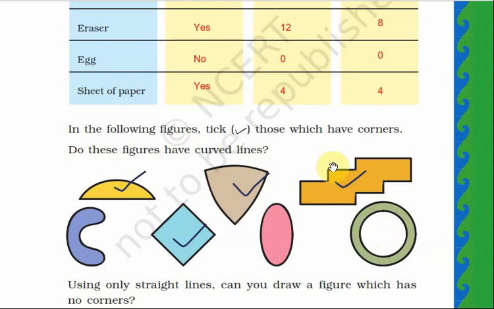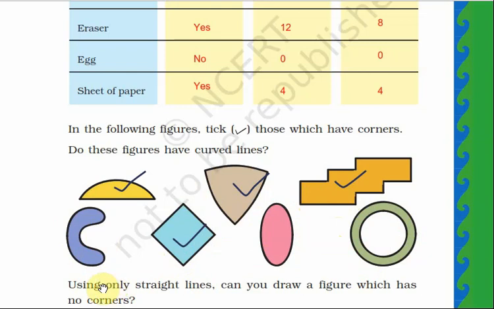Now find out, do these figures have curved lines? Yes, these figures have curved lines. First figure, see, this figure is made of one line, this is a curved line. This figure, this is a curved line, this is also a curved line, this is also a curved line. Here there are no curved lines. This is made of curved lines only. Here, this figure is made of curved lines only. This is also made of curved line, and a circle is also a curved line. So these figures are also made of curved lines. Only these 2 figures are made of straight lines. All other figures are using curved lines also.